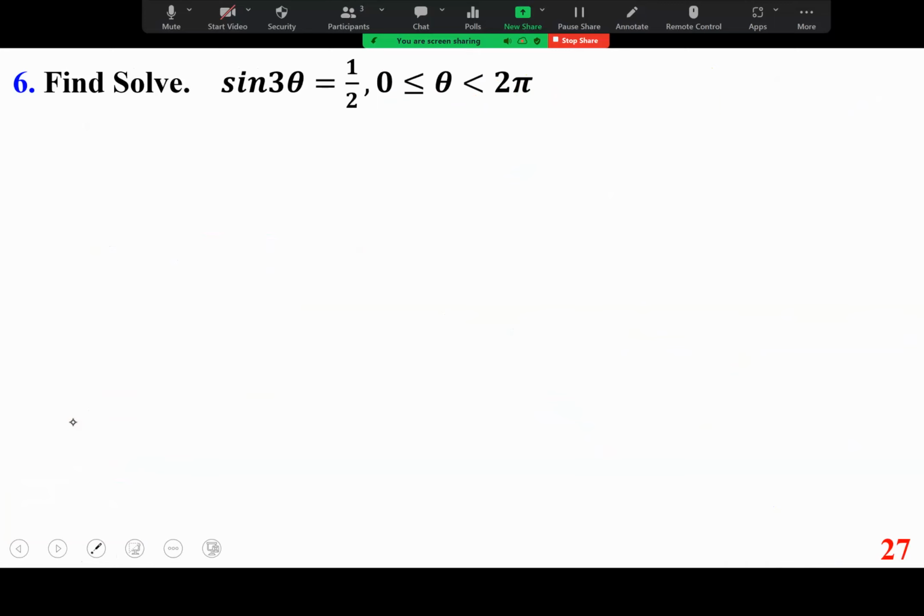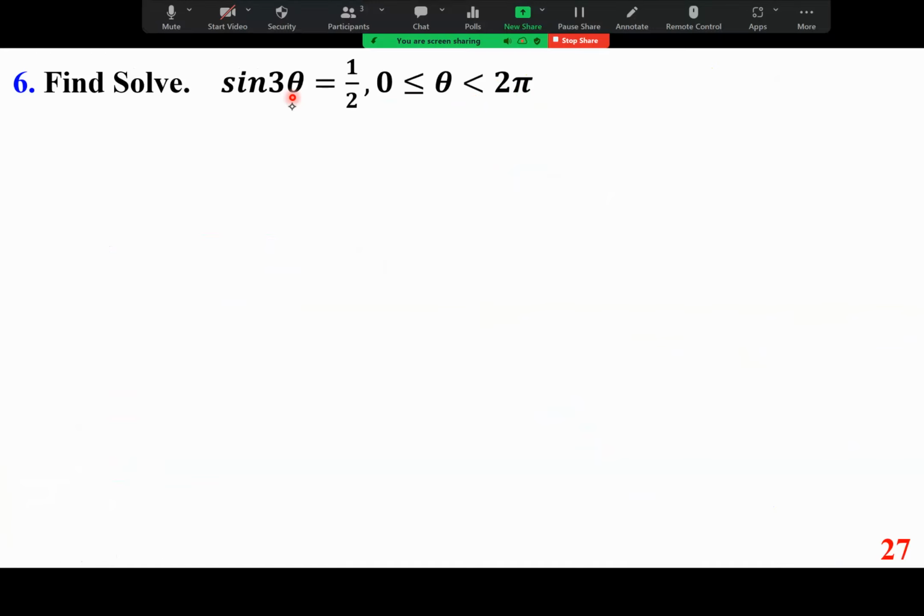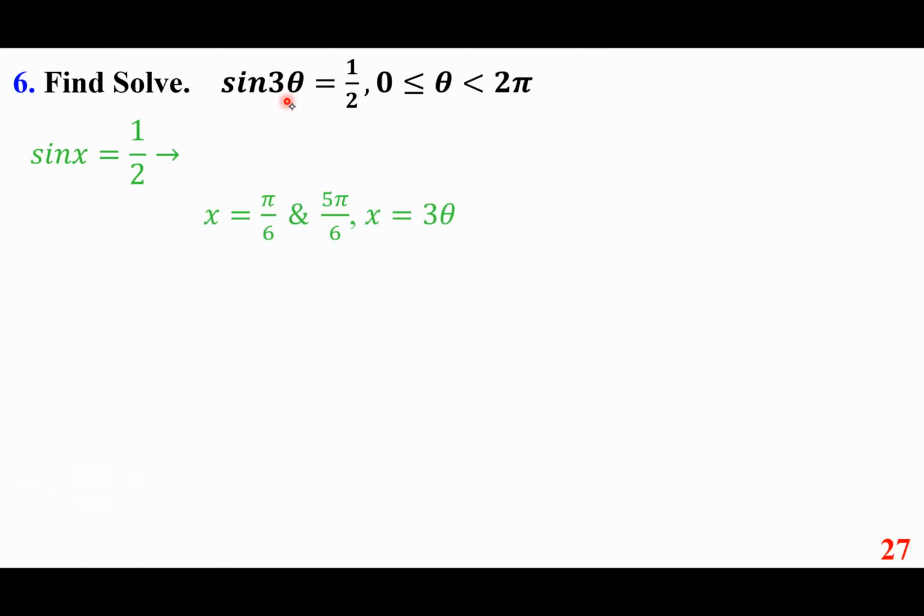Sine 3 theta is 1/2. Theta is between 0 and 2 pi. We want to find the answers. And I want to go over the methodology for that. First and foremost, ignore the 3 theta. Imagine it's x. So sine x is 1/2. And from 0 to 2 pi, there are two answers, pi over 6 and 5 pi over 6. And x is 3 theta.